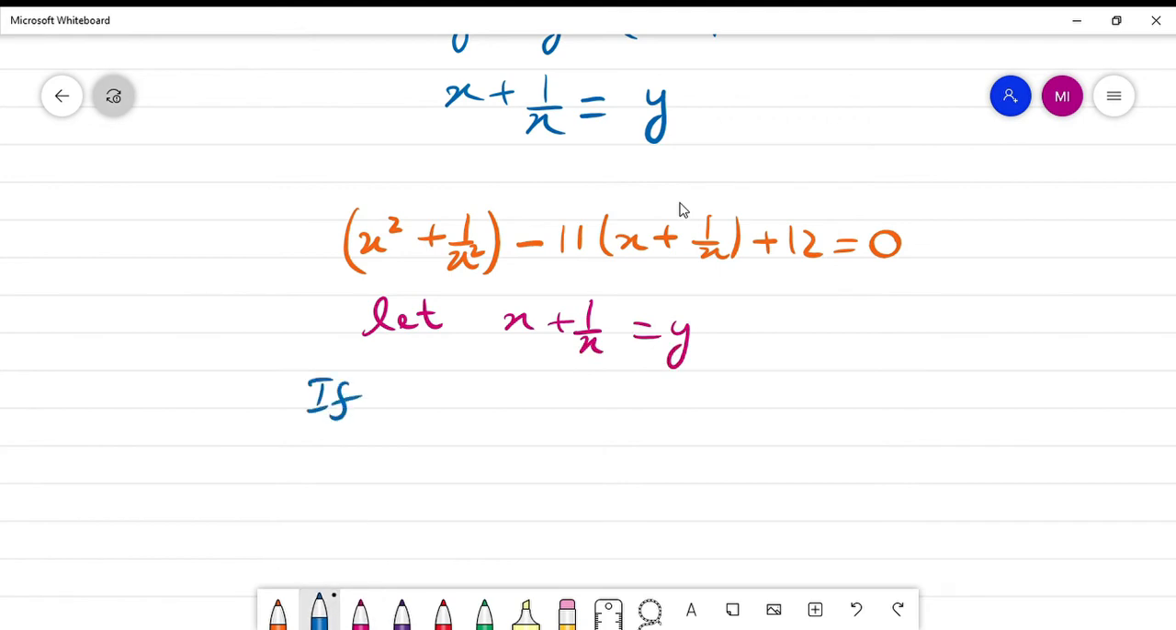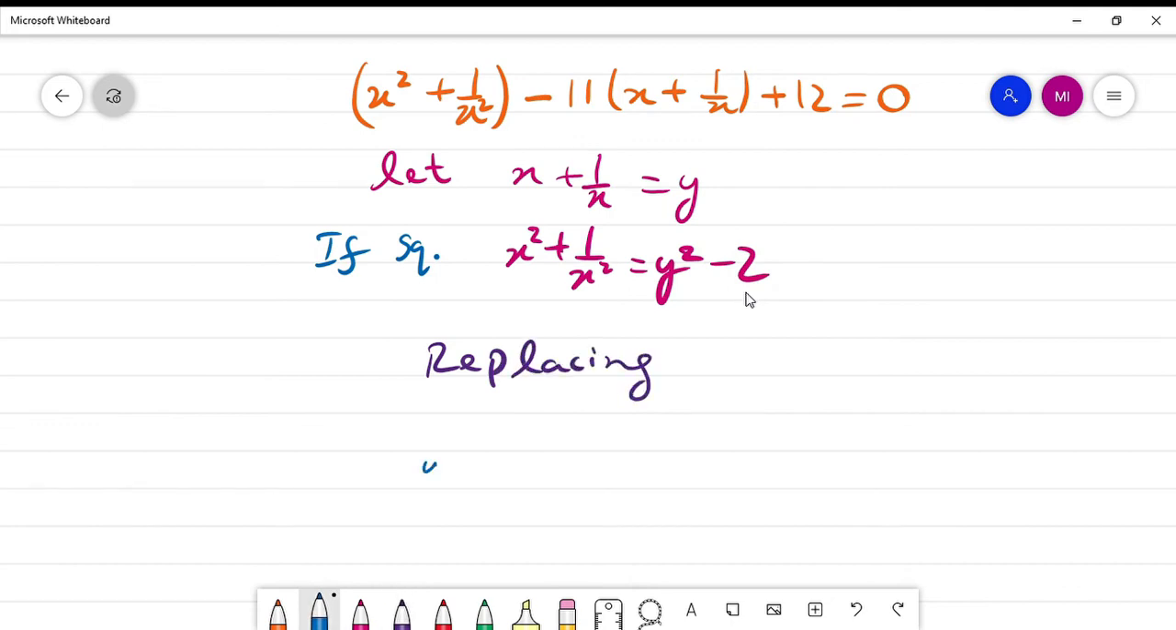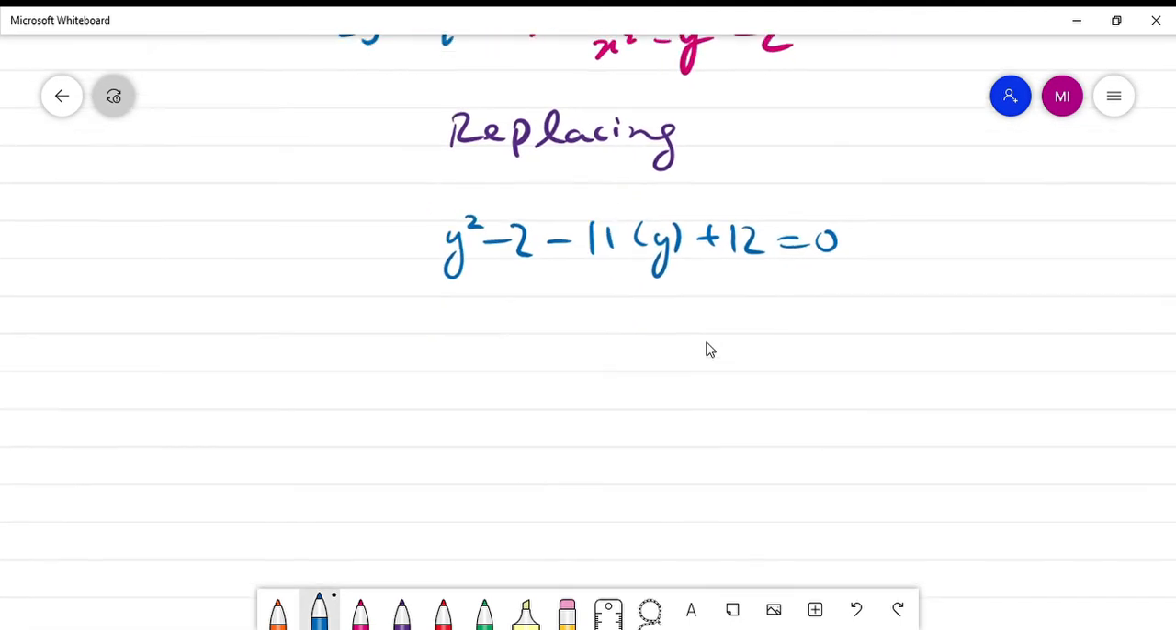So if we square it, we know that we get x squared plus 1 over x squared equals y squared minus 2, as we just proved above. So replacing, we're going to get y squared minus 2 minus 11 into y plus 12 is equal to 0. So we get y squared minus 11y, negative 2 plus 12 is positive 10, is equal to 0.